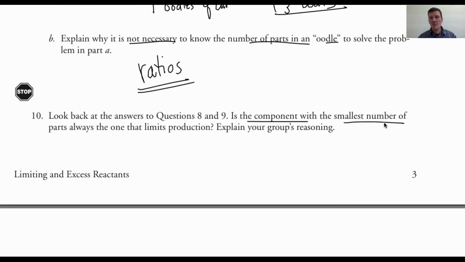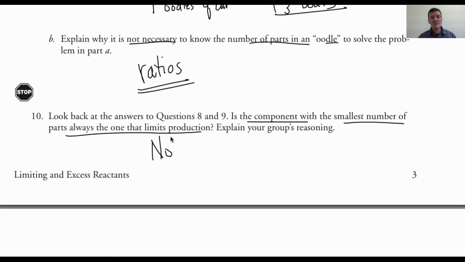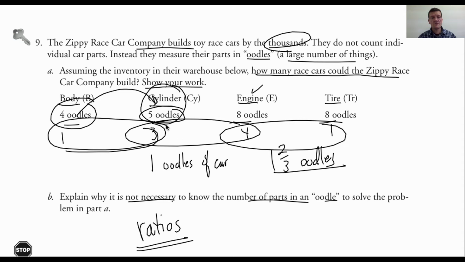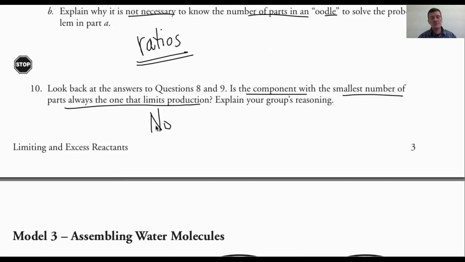Is the component with the smallest number of parts always the one that limits production? No. You can't just look up here and say, oh, you know what? 4 is the smallest number, therefore it must be the bodies that are going to run out first. No, that's not the case, because you only need 1 body, whereas you need 3 cylinders per car. So you have to look at the ratio here and figure out which one is going to get exhausted first, which one's going to get consumed first, by looking at the ratio and the number that you have.